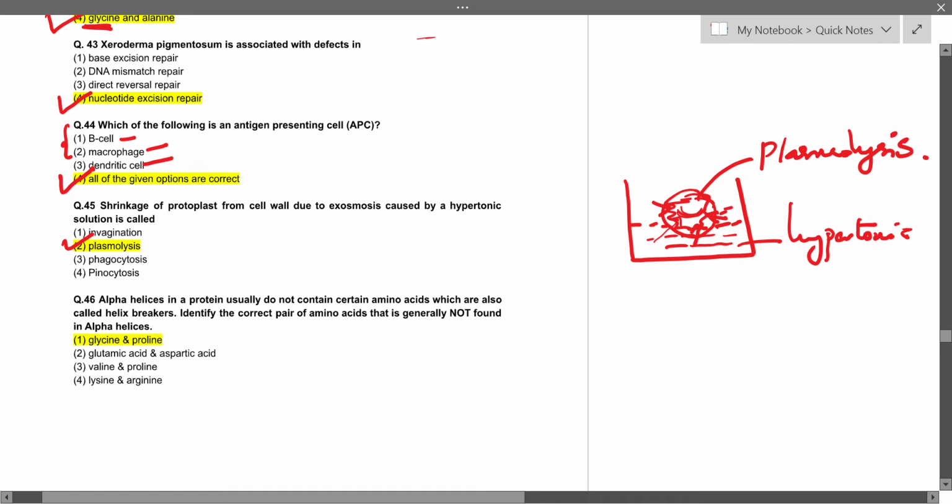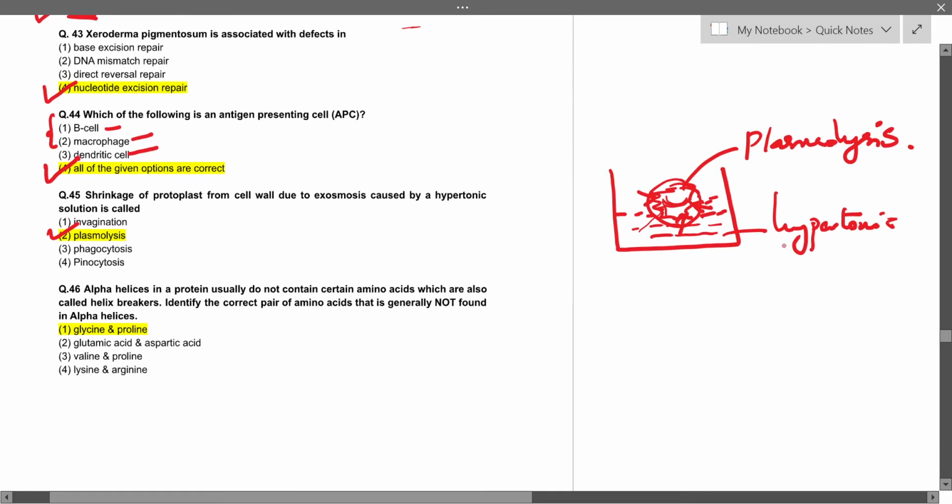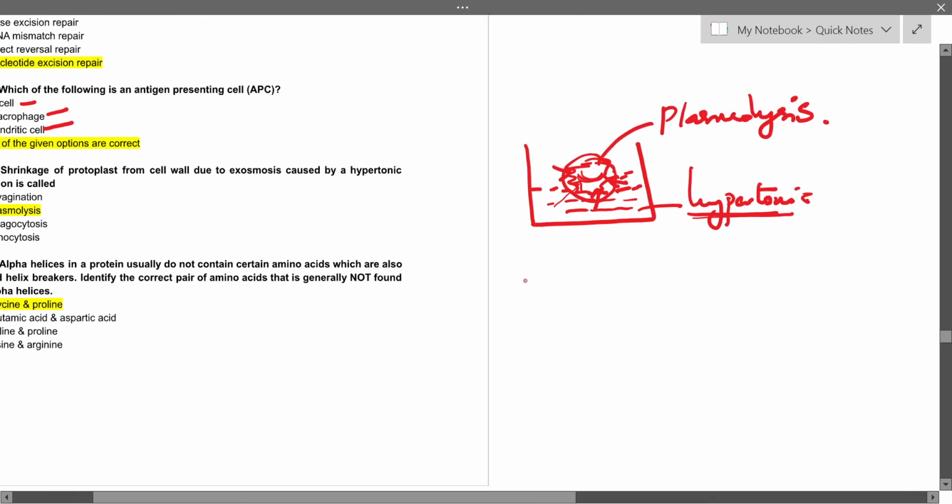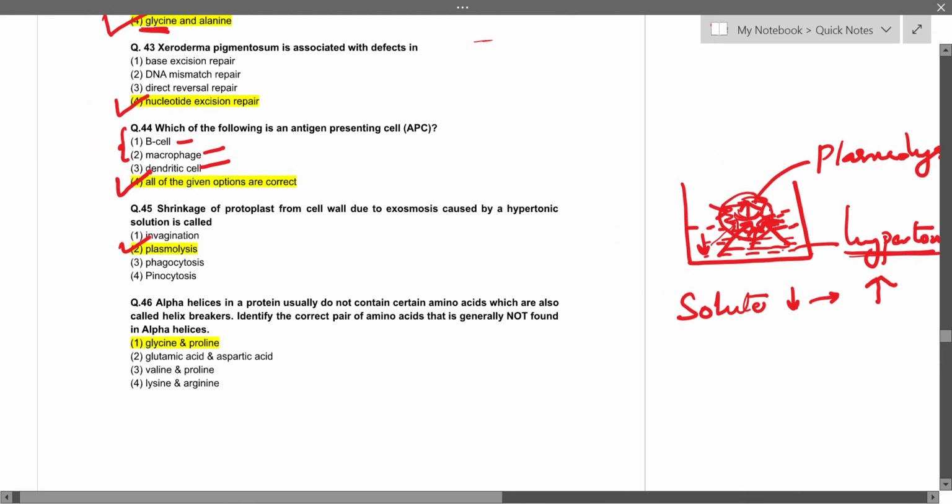Okay, I'm sorry, hypertonic solution. Solute always moves from the low concentration to the high concentration. Okay, so here we have taken the hypertonic solution. That means there is a less solute concentration here, and here there is a more solute concentration. The solute is going to move from the solution into the cell. Okay, so what is going to happen? It is going to bulge and lyse away.